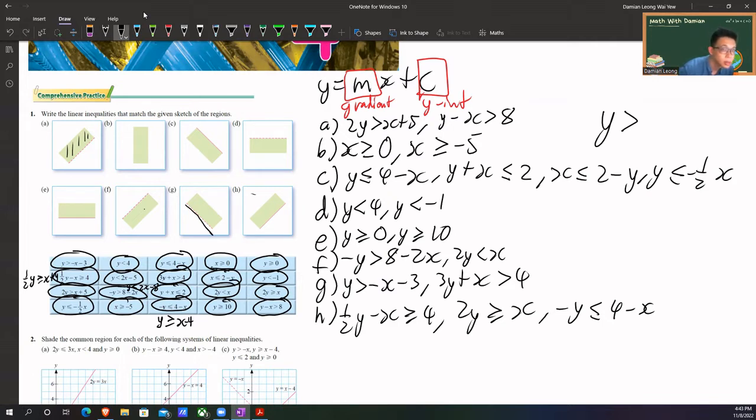Y less than this one. Y less than 2x minus 5. I don't know why I shaded that. I don't know why I circled that. But yeah, that is also f. Positive gradient, dotted line, shaded below is the f. Okay, that's the principle of the first question here.